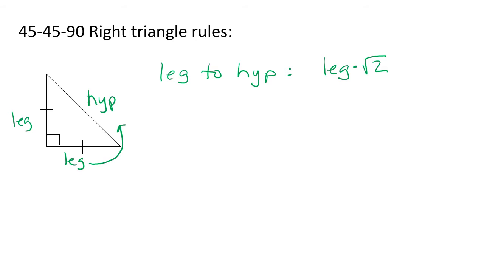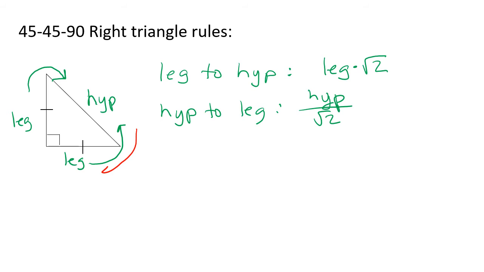So when we're getting bigger, and we all know that the hypotenuse is the longest side of the triangle, we're going to multiply. If we reverse that and go from the hypotenuse to the leg, we're undoing this process. So we're going to take the hypotenuse and divide by the square root of 2. So basically our multiplier or divider for a 45, 45, 90 is always the square root of 2. If we're getting bigger, we multiply. If we're going backwards and getting smaller, we divide by that square root of 2.